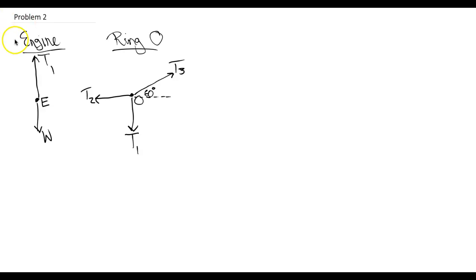For the second problem, we have the engine that's hanging by a couple of chains, and attached with that problem we were given the free body diagram for the engine, which is on the left, and the free body diagram for the ring O, which is on the right.